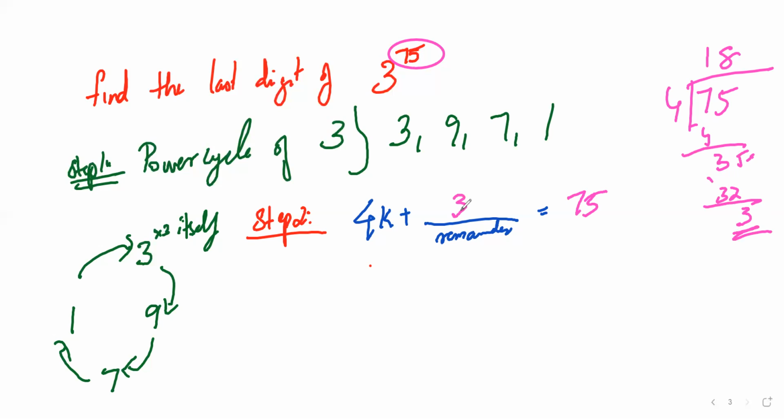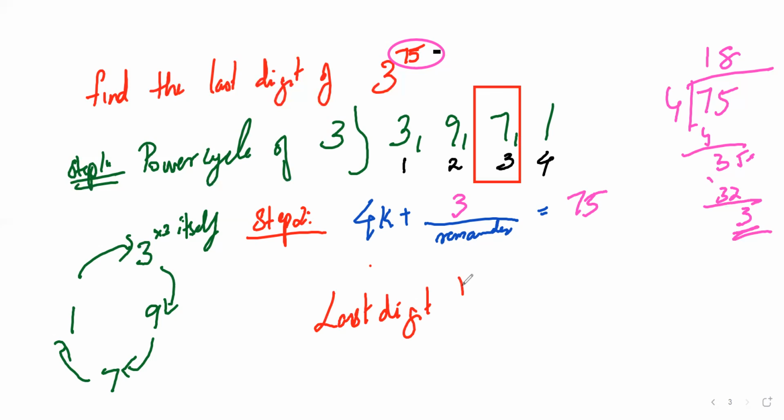Then what do I have to do? I have to do the numbering. The numbering will start from where? From here. 1, 2, 3, and 4. When the remainder is 3, draw there. So what is the last digit? The last digit is 7. 3 is corresponding to 7.